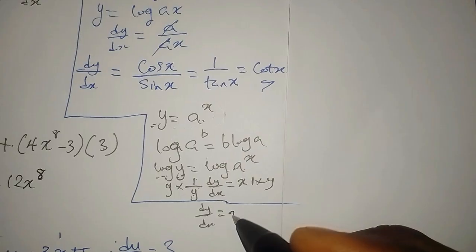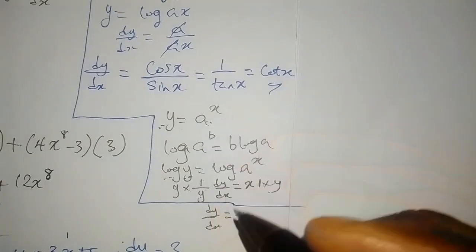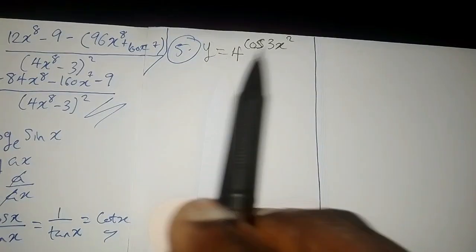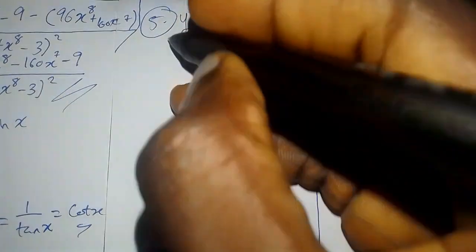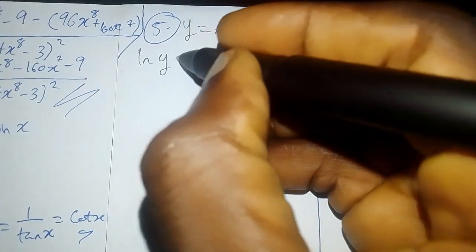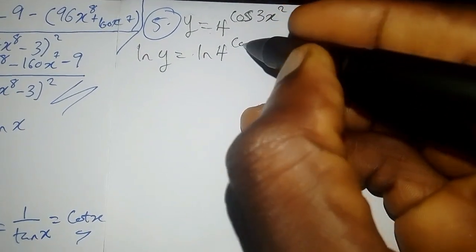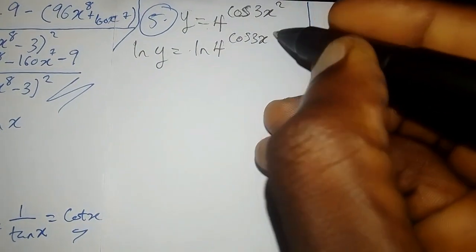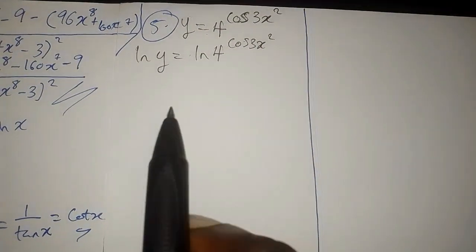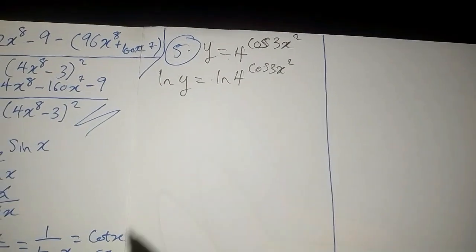So coming to use that same method, that same trick for this question 5, how do you think we can do it? By introducing log: ln y equals ln 4 raised to power cos 3x square. Now from here, you might be wondering what ln is. Ln is the same thing as log base exponential, that's natural log. Okay, from here I can say ln y equals this.